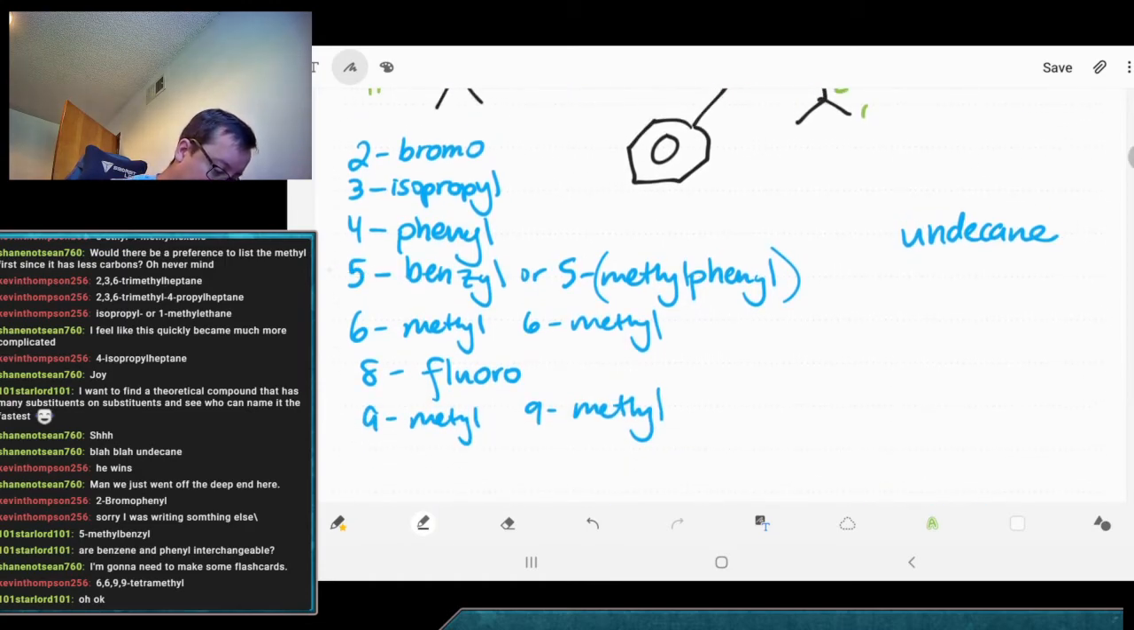benzyl is going to come first, alphabetically, then bromo, then fluoro, then isopropyl. Remember, the iso does count for this. And then we're going to have all of our methyls. And then we're going to end with the phenyl. So, now we just have to write it.